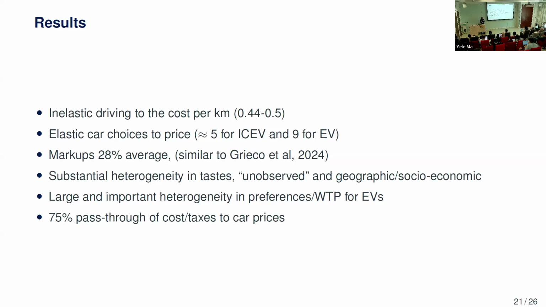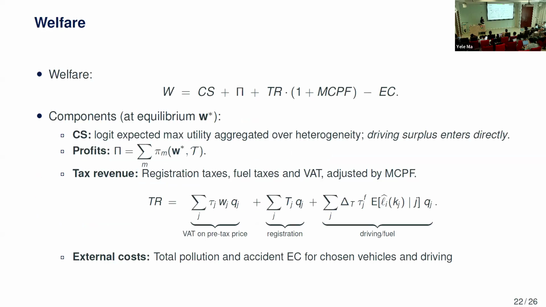And then we find heterogeneity in the taste, the unobserved, and the geographic socioeconomic characteristics. And there's large and important heterogeneity in the preference for EVs. So I don't have any table reporting that, but that's something important that we find. And then the pass-through is 75%. So with all of this, we do some welfare evaluation for the counterfactuals.